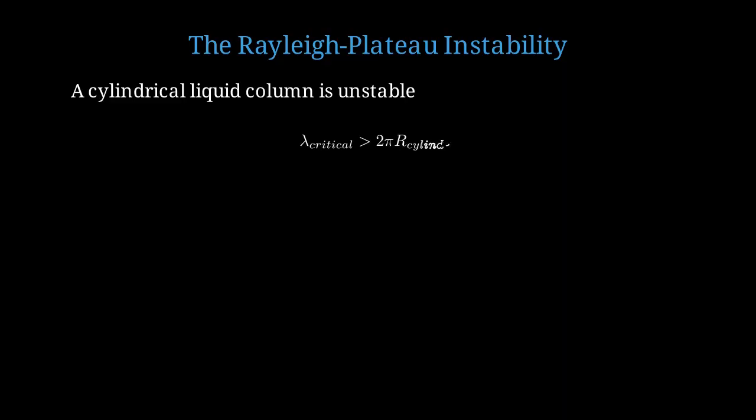Let's discuss an interesting instability, the Rayleigh-Plateau instability. This explains why a water stream breaks into droplets. A cylindrical column of liquid is unstable. Small perturbations grow over time, eventually causing the cylinder to break into spherical droplets. The critical wavelength for instability is lambda critical greater than 2 pi r cylinder. Perturbations with wavelengths longer than the circumference will grow.